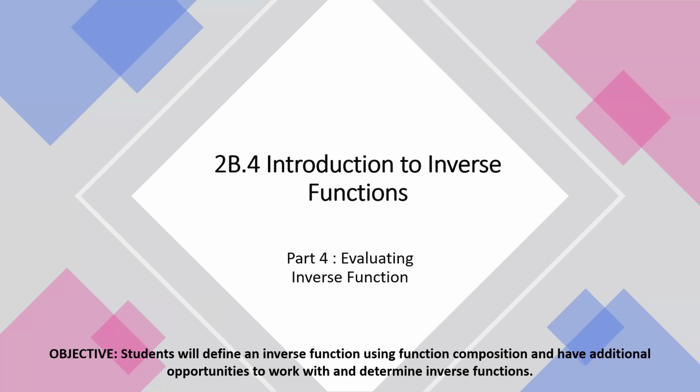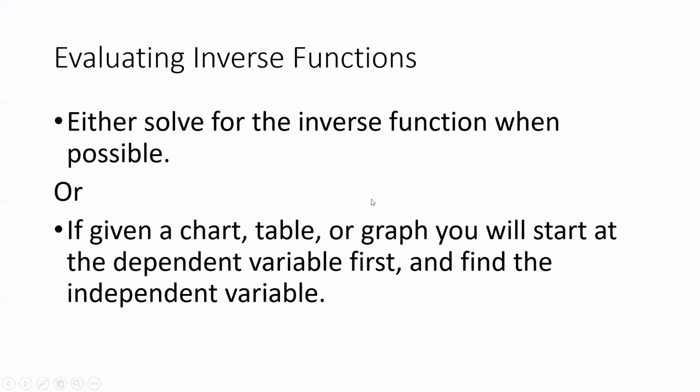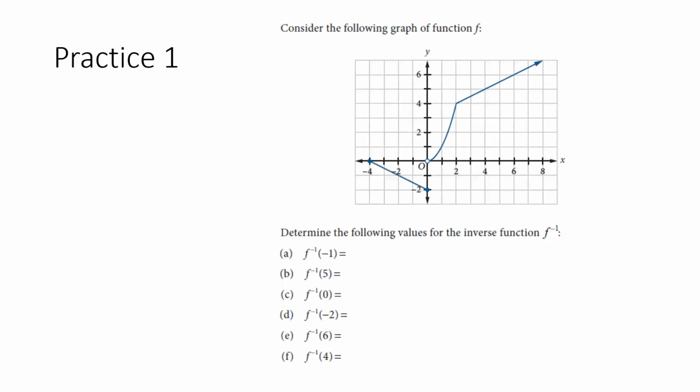Okay, our last section is 2B.4, part 4, evaluating inverse functions. So using inverse functions in the form of a table and a graph. When evaluating inverse functions, you're going to either solve for the inverse function when possible and then evaluate from there. Or if given a chart, table, or graph, you will start at the dependent variable first and find the independent variable second. Okay, so let's take a look at this.